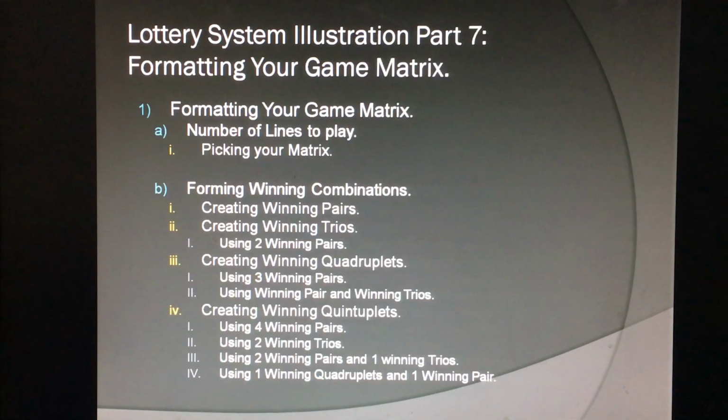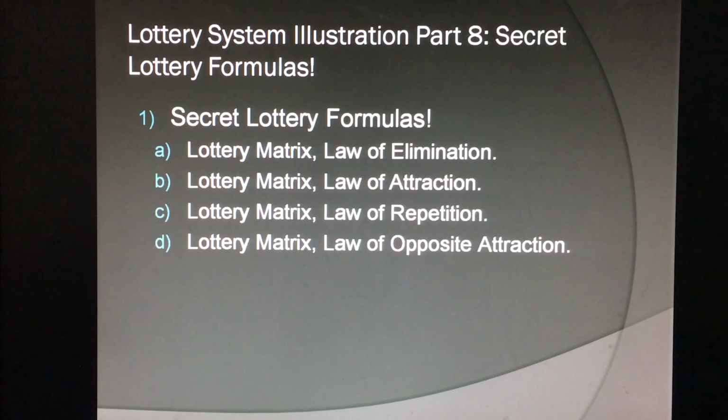And illustration part 8 is the lottery secret formulas. The most important formula of all time is the lottery matrix law of elimination. It might have repeats, but using the right timing for the law of elimination, it could get you up to 6, 7, or even 8 draws of all those numbers that have repeated in the last 8 draws or 7. That would greatly reduce your lottery matrix for that game. So the law of elimination is important. Then using the law of attraction, repetition, and opposite attraction is also important.